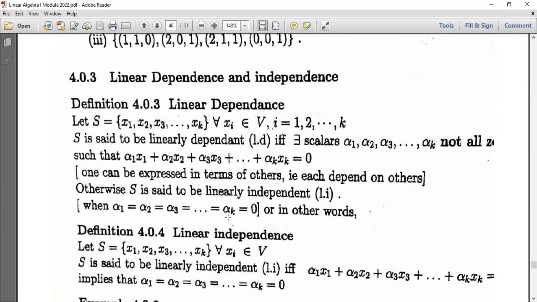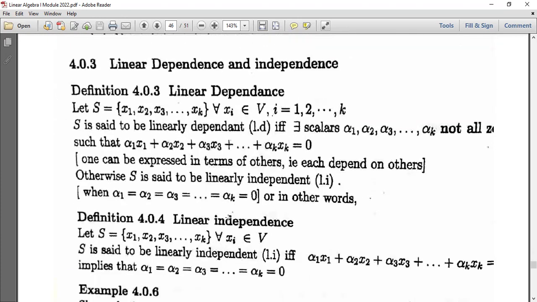So now that we know a linear combination and a spanning set, we are now set to define what we call linear dependency and linear independence.